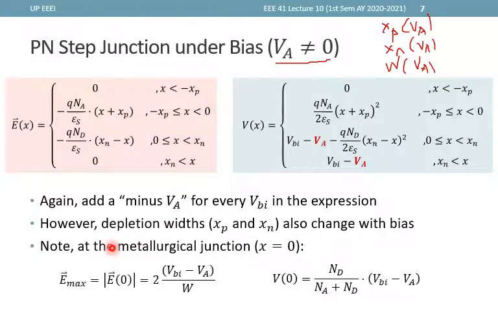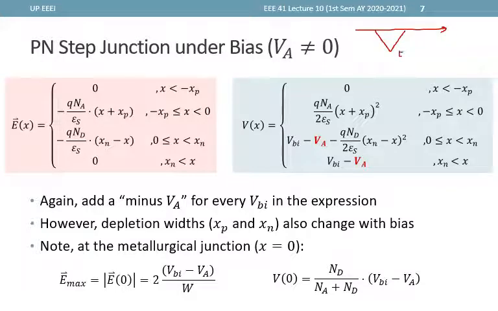Another note, at the metallurgical junction at x is equal to 0, we can actually compute the maximum electric field, which happens at the metallurgical junction, to be equal to 2 (VBI minus VA) over W. So note that we have this magnitude right here, and we actually obtained that from the plot of the electric field. If you remember, the plot of the electric field looks like this one, Emax.